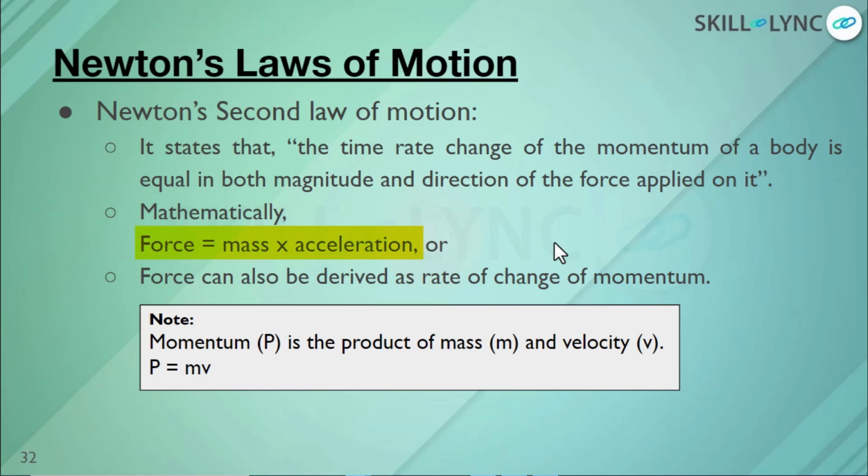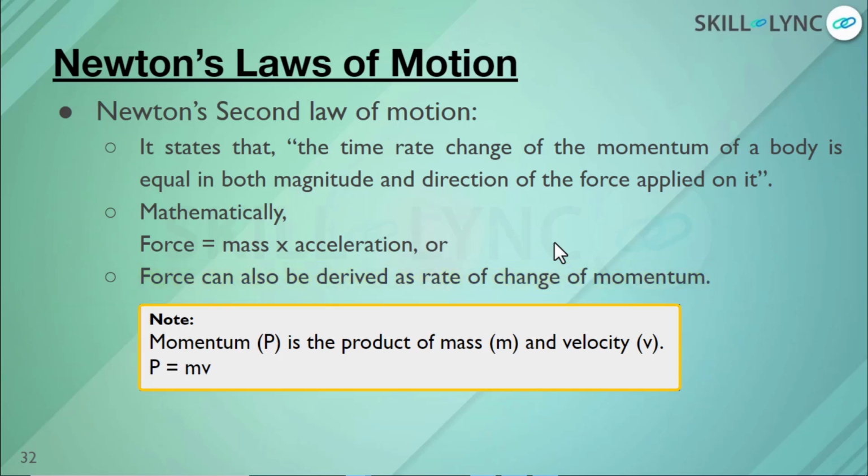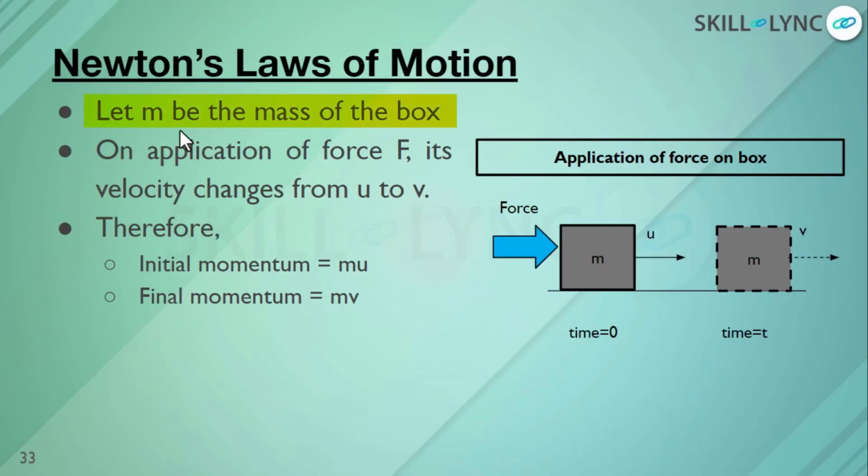Mathematically, force is equal to mass times acceleration, or force can also be derived as the rate of change of momentum, where momentum is the product of mass and velocity. Let's try to understand this through the derivation of momentum. Let m be the mass of the box.